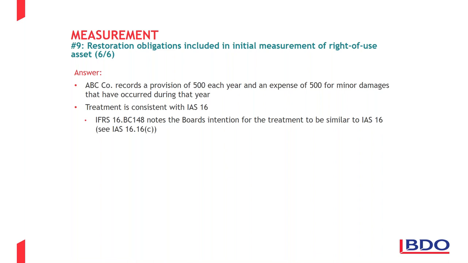It will be part of depreciation. The damage that we cause over the period of the lease will be credit provision 500 every year, but the debit is not to the right of use asset. The debit is an expense. And that is consistent with how we would currently have done it under IAS 16.